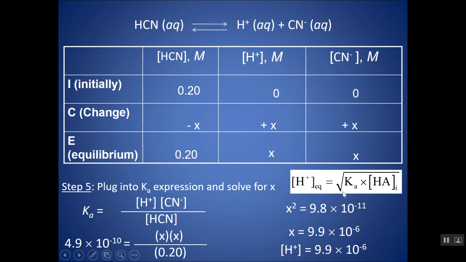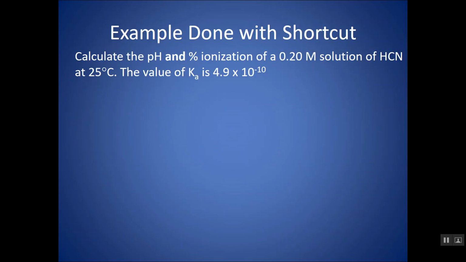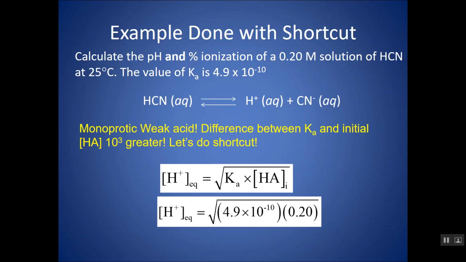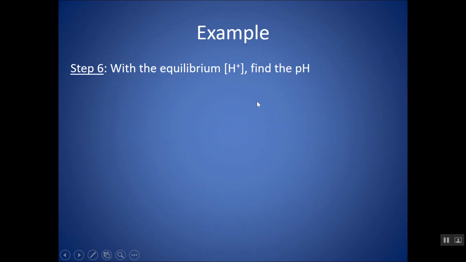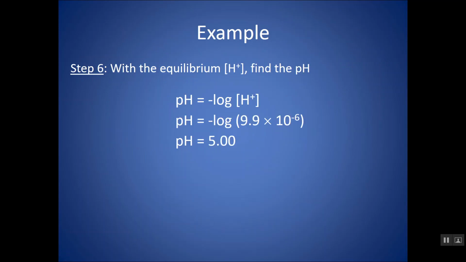I could have just plugged right into that instead of doing the ice box. Again, you can only use that for a monoprotic weak acid, and you can only use it if you can follow that 5% rule. You can use that assumption. So I could have just plugged right in and gotten that same H plus concentration. Now just make sure you're answering the question. They don't ask for H plus, they ask for pH and percent ionization. So let's make sure we do that with the H plus we just found.